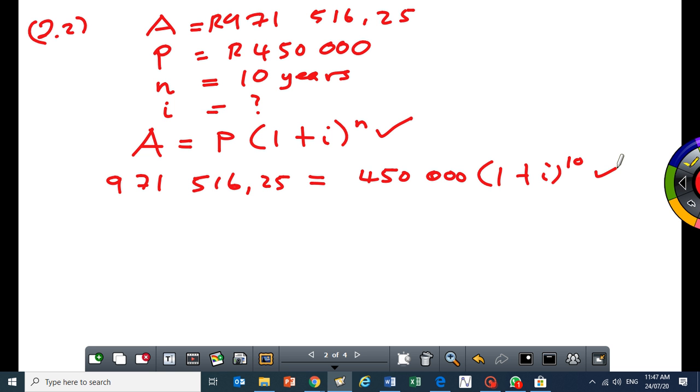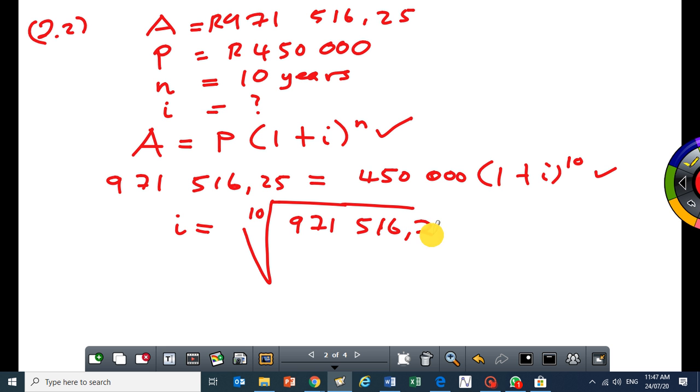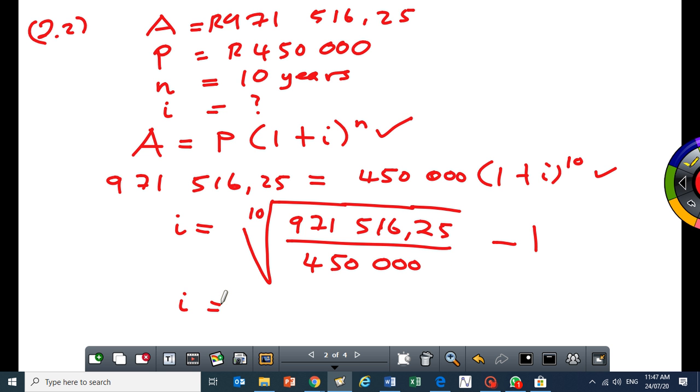If I simplify it, I can write I as being equal to the 10th root of 971,516.25 all over 450,000, all minus 1. So can someone simplify that quickly?